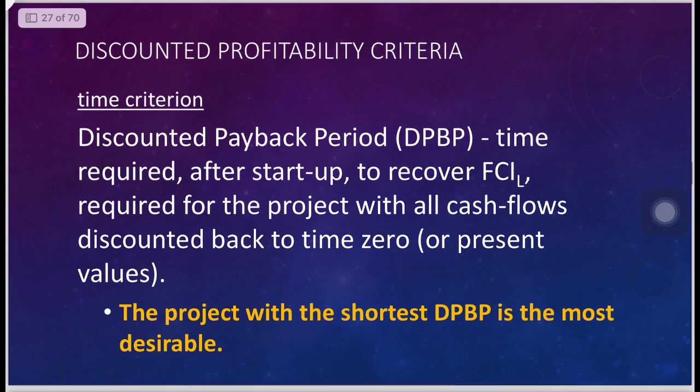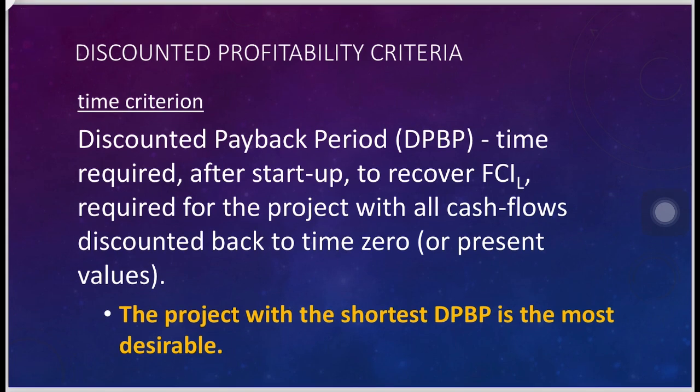Now let's move on to the discounted profitability criteria. So again, discounted profitability criteria includes time value of money. That could mean interest rates, inflation rates. Alright? So for the time criterion, we also have the discounted payback period. So this is basically the payback period, but all cash flows are discounted back to time 0, or the present value.